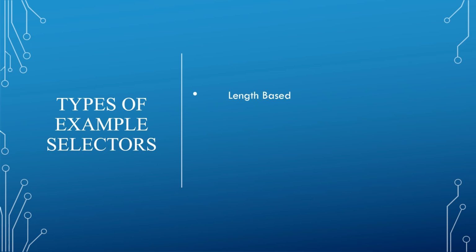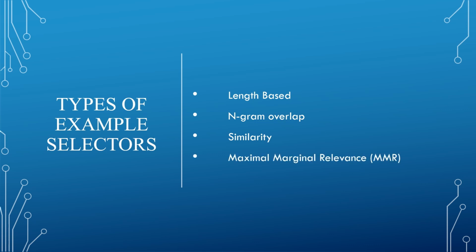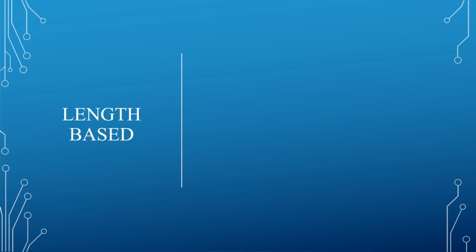First, length-based. Second, NGramOverlap. Third, Similarity. Finally, Maximal marginal relevance. It's time to dive deep into each type of example selector and understand how they work. Let's talk about the length-based example selector. This selector is used to choose examples based on their length.